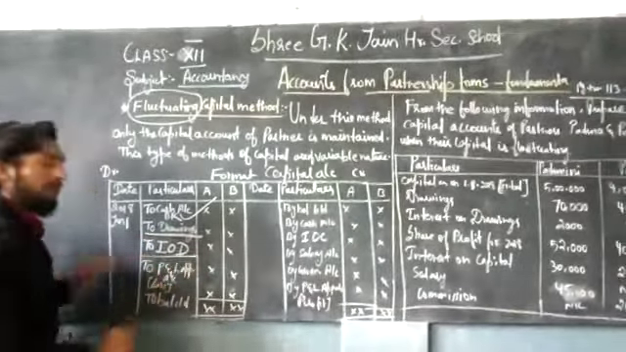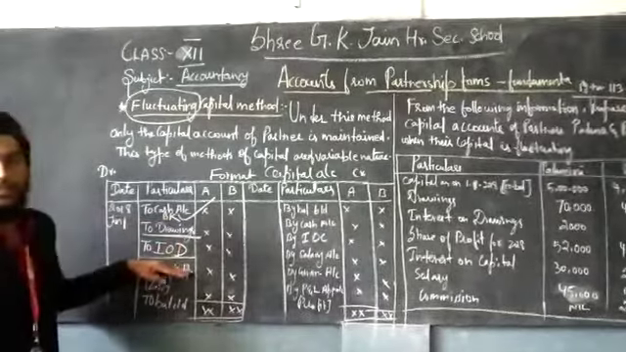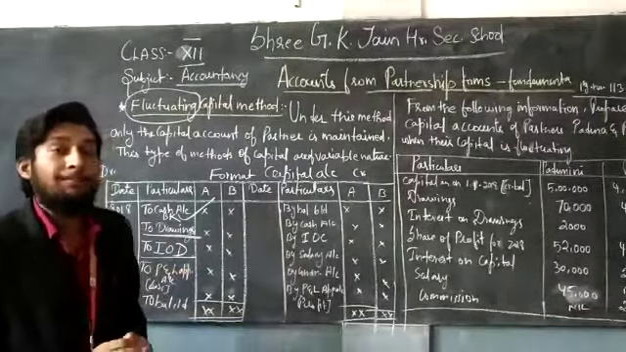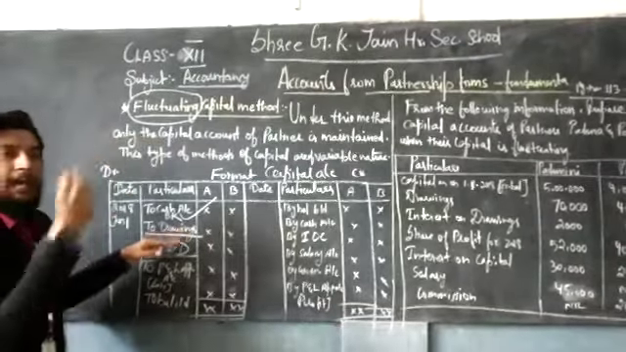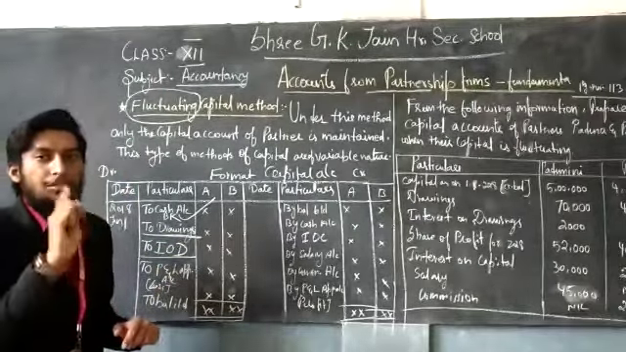Then IOD, interest on drawings. On drawings, you have some interest. For example, if you take a loan from the bank, what will the bank people do? They will charge you the interest. In the same way, if you take the capital of your business for your own need, for that also you should pay the interest.